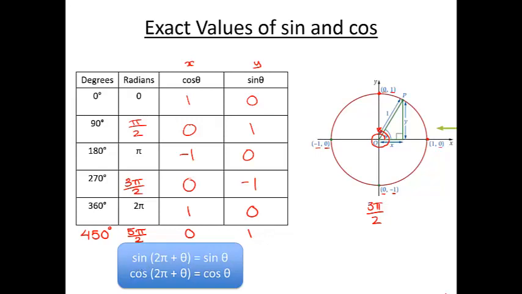So we get this property here that the sine of 2 pi, so 1 complete rotation, plus theta, is just equal to the sine of theta. And the cos of 2 pi plus theta, so 1 complete rotation plus another angle theta, is just equal to the cos of theta.